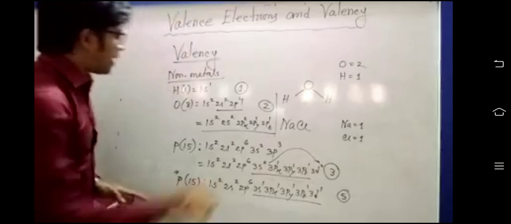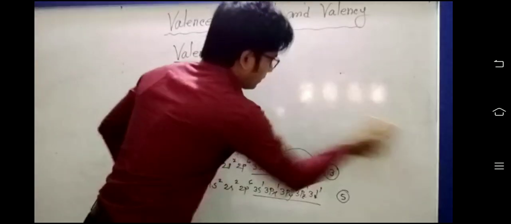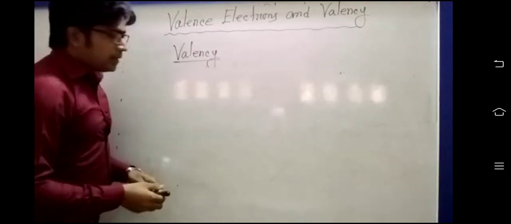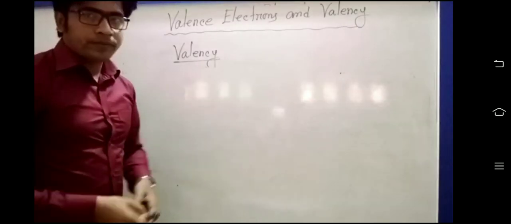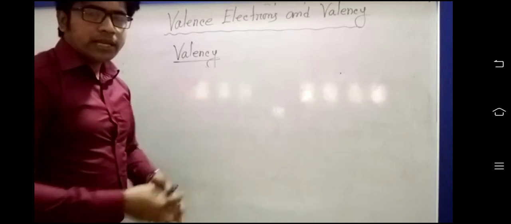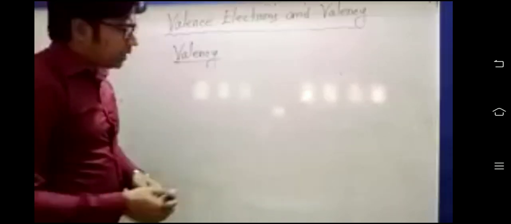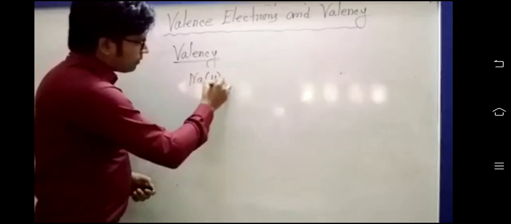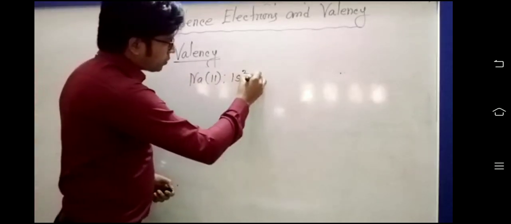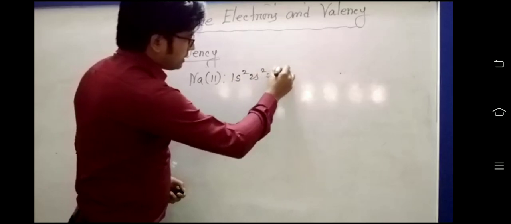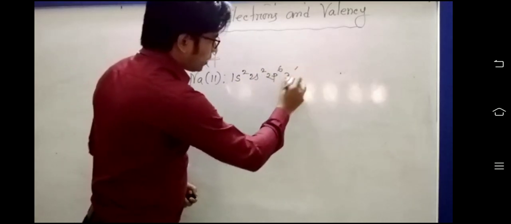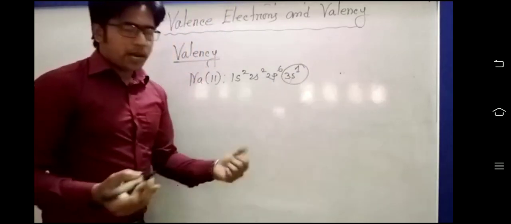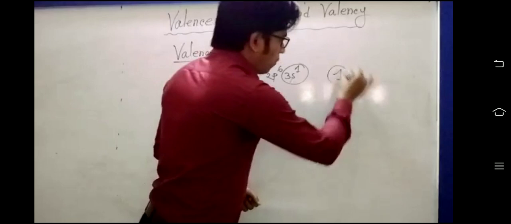Now for the metals. For the metals, the way to get the valency is very simple. The number of outermost electrons will be the valency for metals. Look, sodium, atomic number 11. So the electronic configuration is 1s2, 2s2, 2p6 and 3s1. So in the outermost shell there is 1 electron, so the valency of sodium is 1.